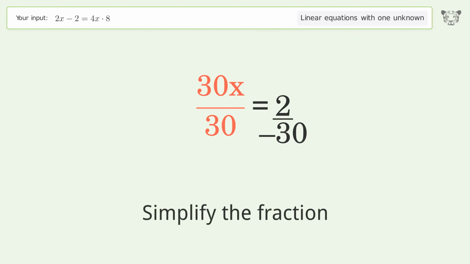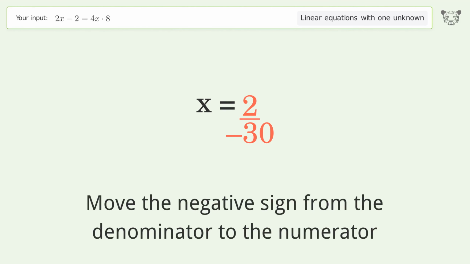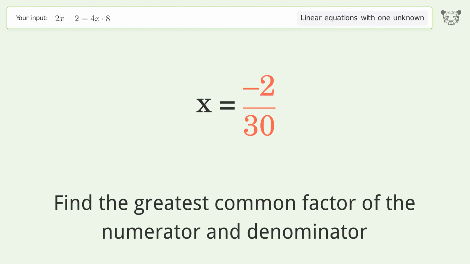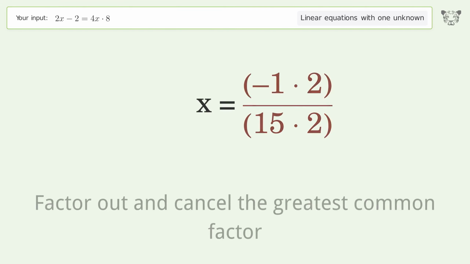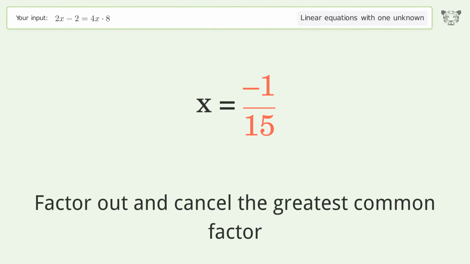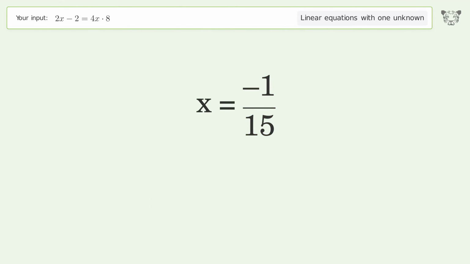Simplify the fraction. Move the negative sign from the denominator to the numerator. Find the greatest common factor of the numerator and denominator. Factor out and cancel the greatest common factor. And so the final result is x equals -1/15.